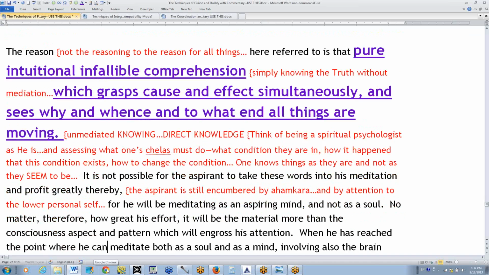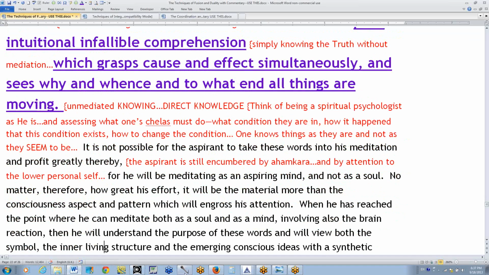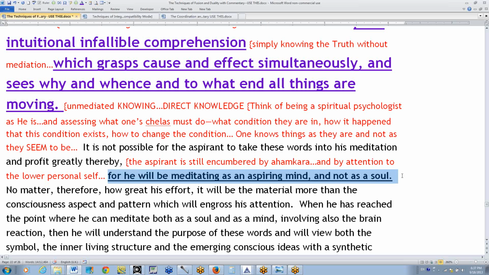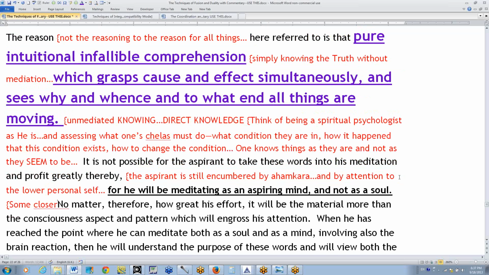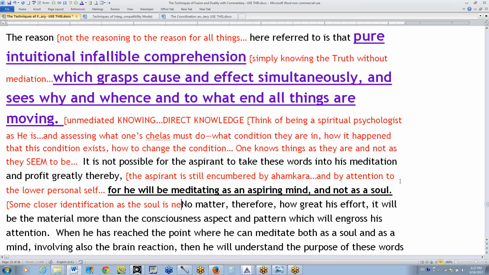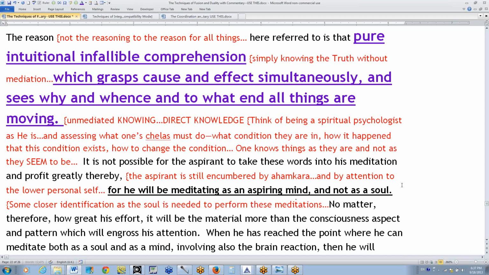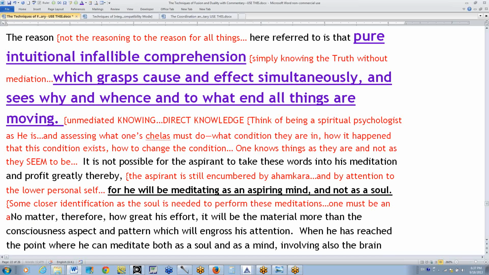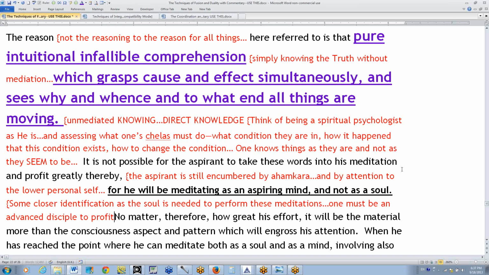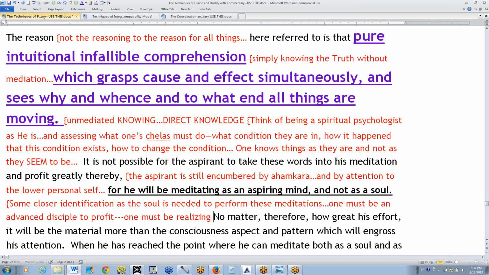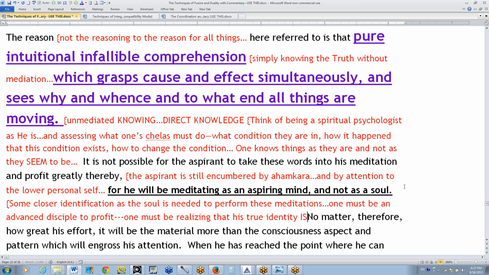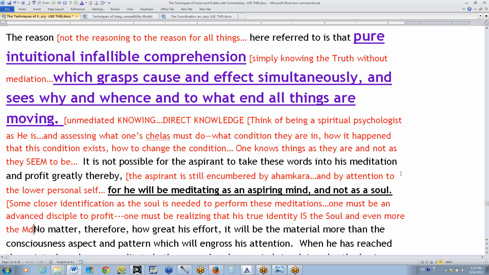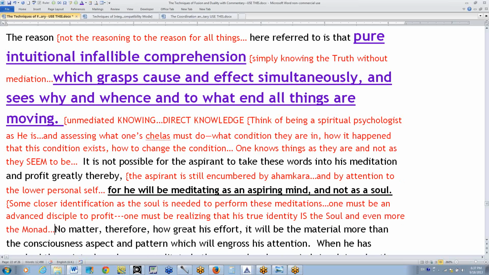For he will be meditating as an aspiring mind and not as the soul. So this is very clear, that some closer identification as the soul is needed to perform these meditations. One must be, I think, an advanced disciple to profit. One must be realizing that his true identity is the soul, and even more, the monad. No matter, therefore, how great his effort, it will be the material more than the consciousness aspect and pattern which will engross his attention. And so what's he saying?